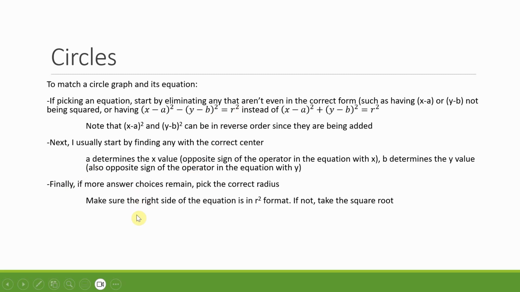Just make sure that the right side of the equation is in the r squared format, like I said in the previous slide. If it's not, take the square root to figure out the radius. Now, if you're going the other way around and picking a graph, you'd do the same thing, in the same order. You're just picking a graph this time instead of picking the equation. It's just that this time you won't have a, okay, well, let's get rid of any incorrect equations, because they would have given you just one equation.